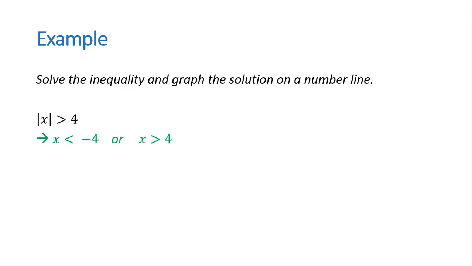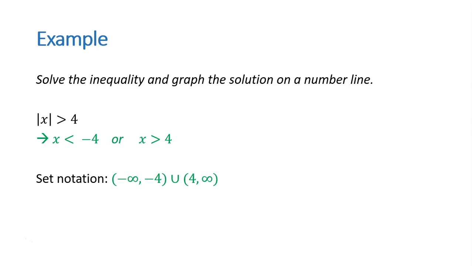So either x is less than negative 4 or x is greater than positive 4. Notice these are going to be two completely separate components on the tails of our number line. So what do our intervals look like? Well, we have everything from negative infinity to negative 4, not including negative 4, and then we have everything from 4 to infinity. So let's look at the intervals in a little more depth.